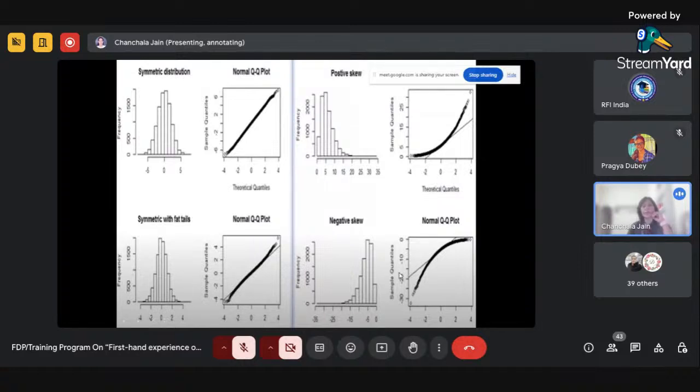Talking about the lower right side, you can find this is your negatively skewed data. So in that case, you can see the curve will be like this, and that way you can comment that your data is negatively skewed, right? So this way you can ascertain normality looking at the various plots like the histogram, box plot, and the QQ plot. I hope these are clear.